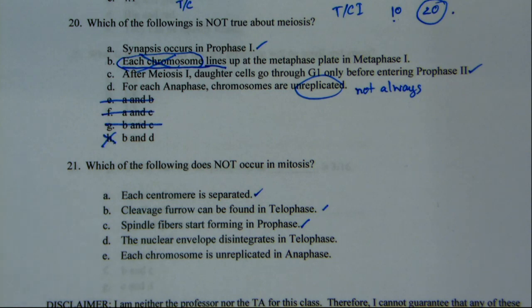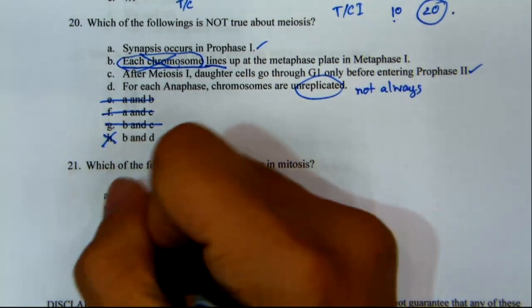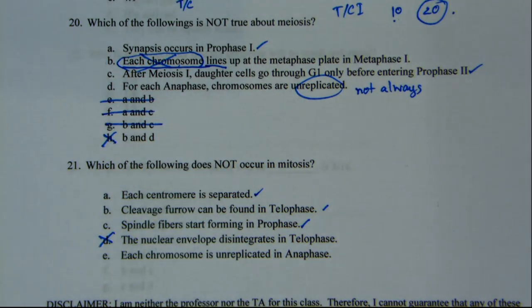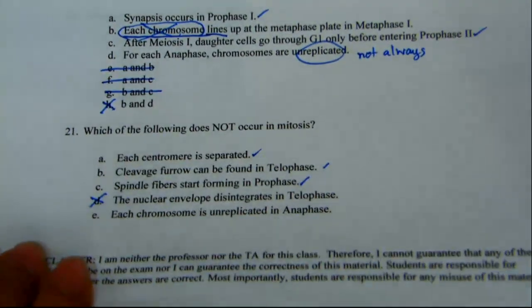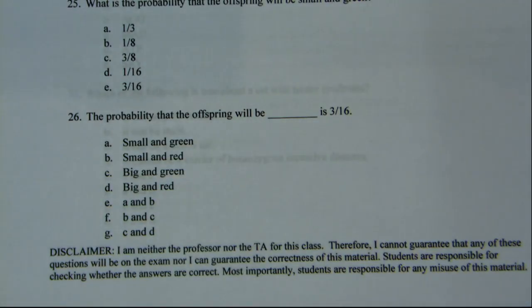Remember, telophase is pretty much the opposite of prophase, right? So in prophase, the nuclear envelope starts to disintegrate. So in telophase, it has to be forming back. So this one is not correct. Okay. Each chromosome is unrepresented. Okay. All right. So next one.